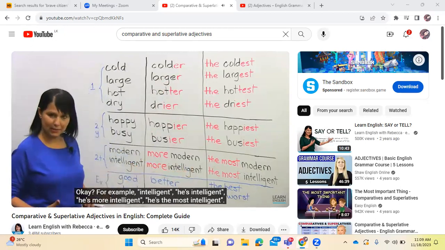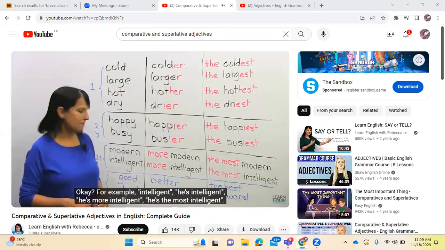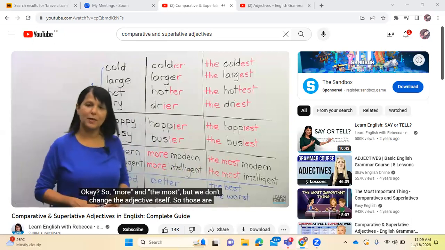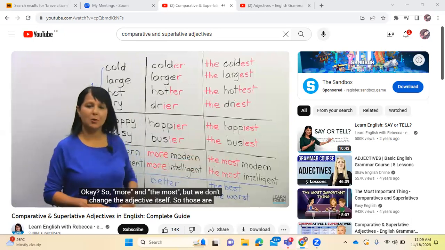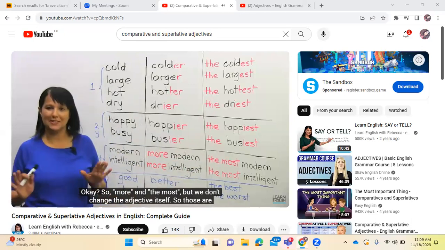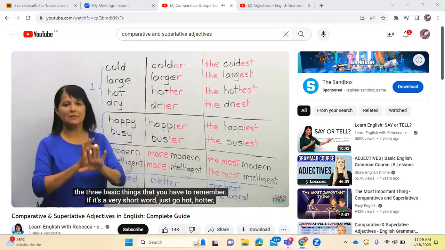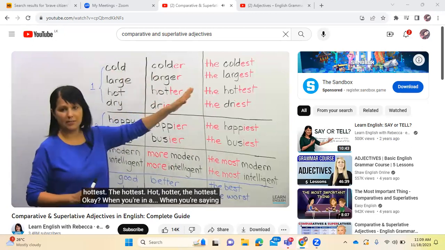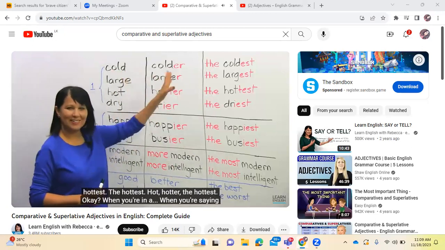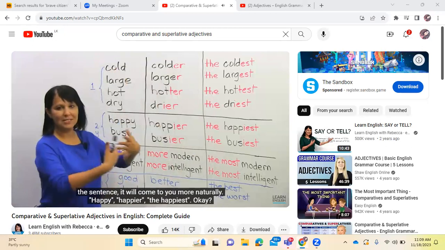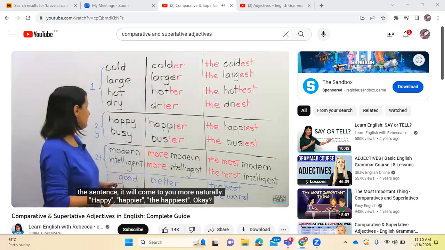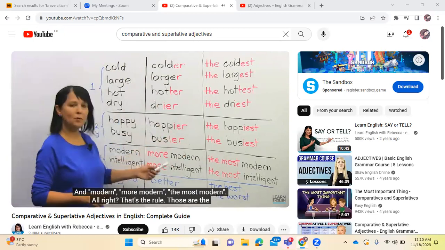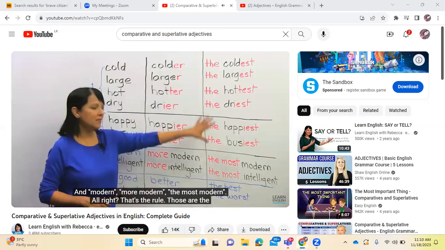For example, intelligent. He's intelligent. He's more intelligent. He's the most intelligent. Okay? So more and the most, but we don't change the adjective itself. So those are the three basic things that you have to remember. If it's a very short word, just go hot, hotter, the hottest. When you're saying the sentence, it will come to you much more naturally. Happy, happier, the happiest. Okay? And modern, more modern, the most modern. All right? That's the rule.